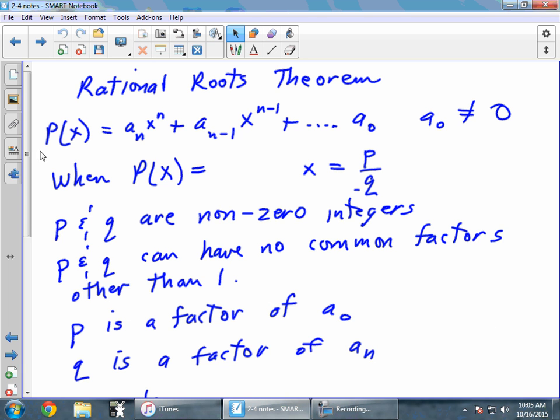This is in the book, but I just wrote it down. If you have some polynomial expression, p of x equals a sub n times x to the n plus a sub n minus 1 times x to the n minus 1 plus dot dot dot a sub 0, then you can use the rational roots theorem. And as we all know, rational numbers can be expressed how? Fractions. Rational numbers are ones that can be expressed as a fraction.